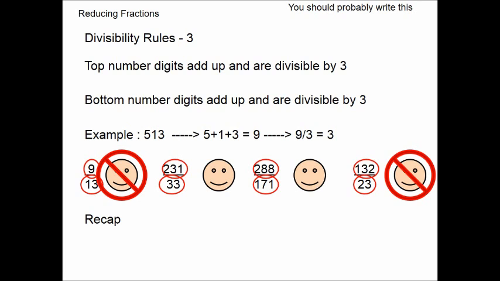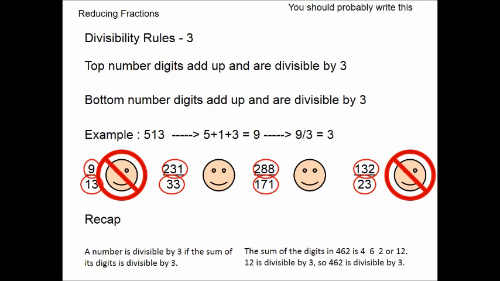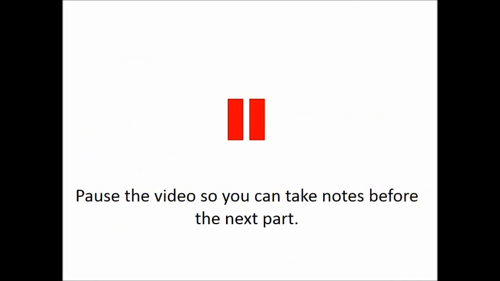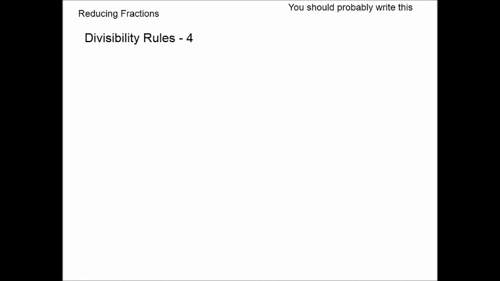Recap. If a number is divisible by 3, the sum of its digits is divisible by 3. For example, 462: if you add them all up, you get 12. 12 is divisible by 3, so that means that number is divisible by 3. This is long, I'm sorry. Again, almost done. That is a pretty important one. It's one of the harder ones to know, so go back, write it down, take some notes.